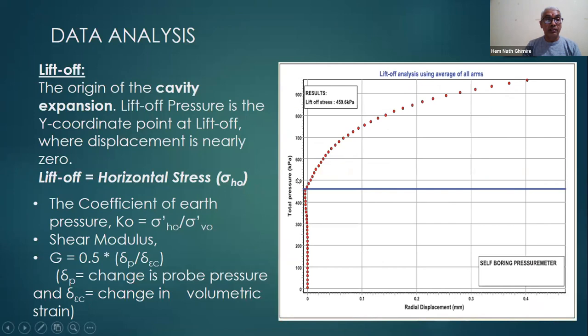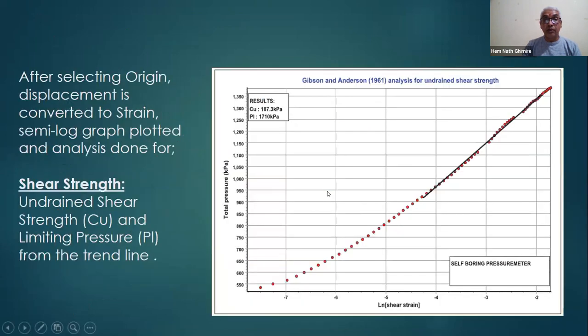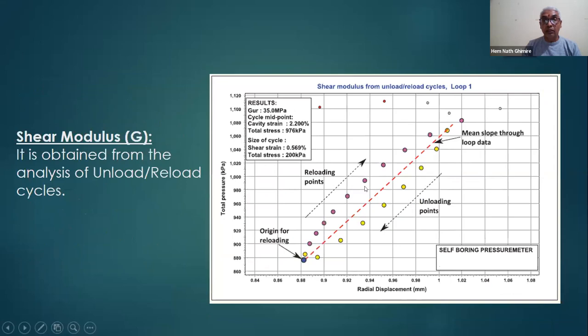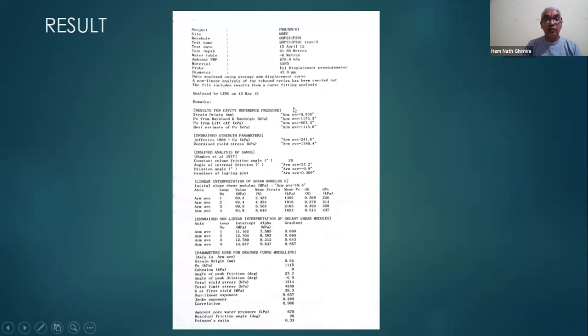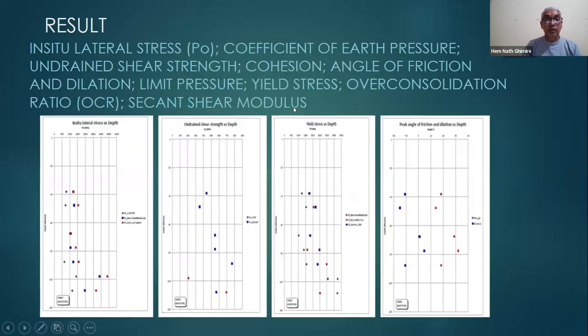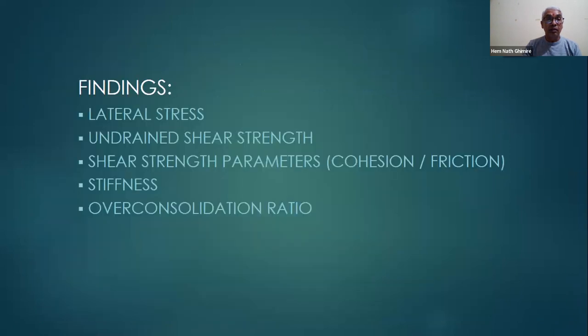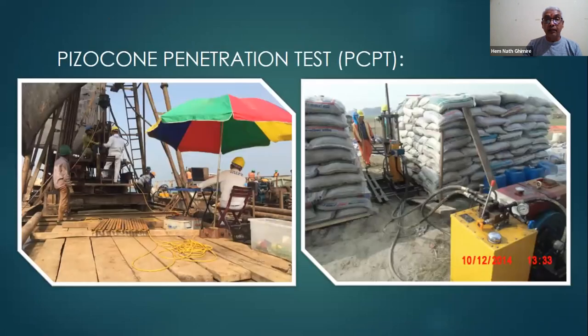this data analysis, calculation of the different data with the slope of the curve and then with the intercept of the curve. And this is the output. And this is the output in graphical form. All this: lateral stress, shear strength, and then cohesion, friction, stiffness, and over-consolidation ratio, all these are received from this test. And then let me go to the piezocone penetration test.